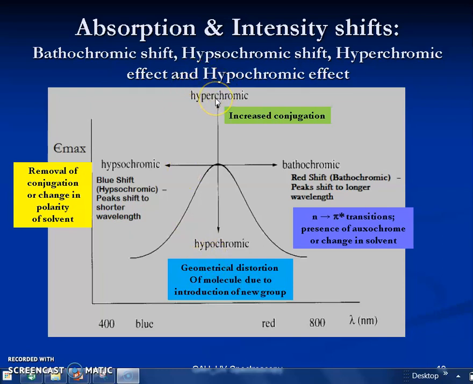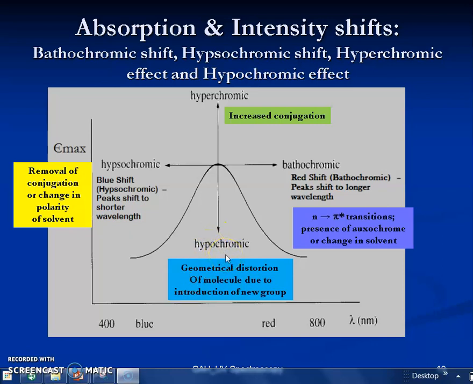So hyperchromic shift and hypochromic shift are exactly vice versa. If you bring about some kind of geometrical distortion in a molecule, then that may lead to hypochromic shift. Hypochromic shift is nothing but a decrease in the molar absorptivity. These are also known as intensity shifts because there is an increase or decrease in the intensity. Increase is hyperchromic shift, and decrease is hypochromic shift.